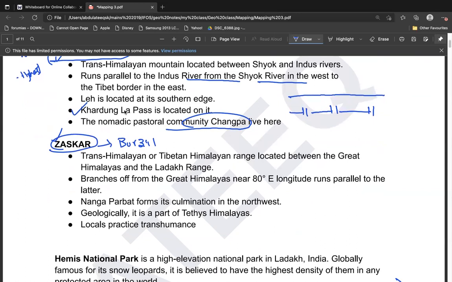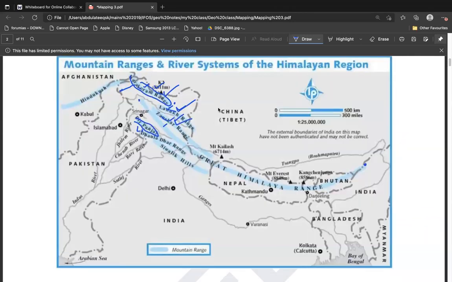Now this Zaskar, a few of the books also consider as a part of the Tibetan Himalayas. Okay, so you don't need to get into so much detail whether it is the Tibetan Himalaya or the Trans Himalayas. Okay, just know those. Apart from the Greater Himalayas, there are also the Trans Himalayas and the Tibetan Himalayas. Only know the north to south order: Karakoram, Ladakh, and the Zaskar ranges.